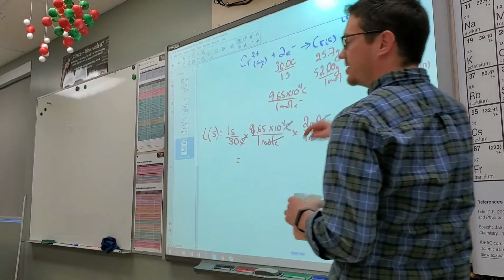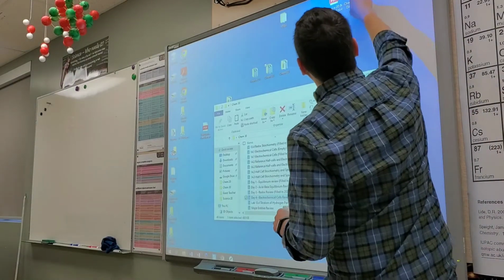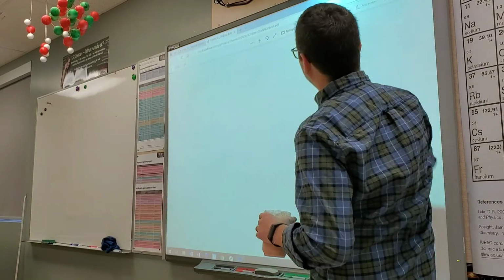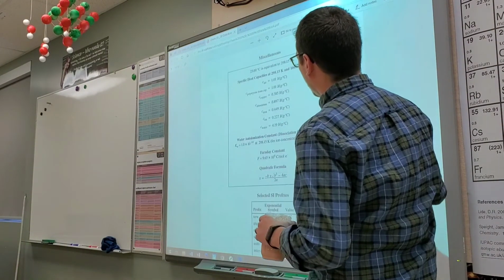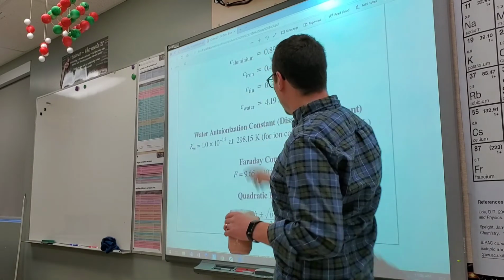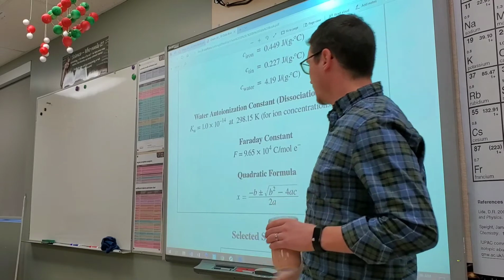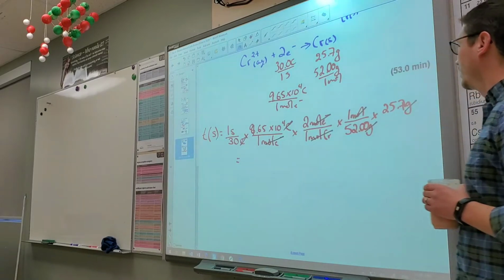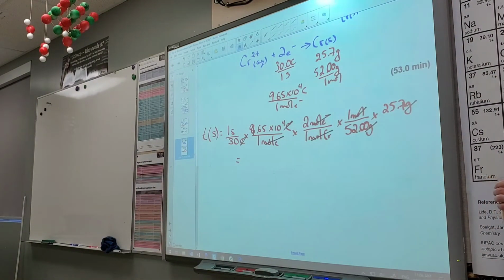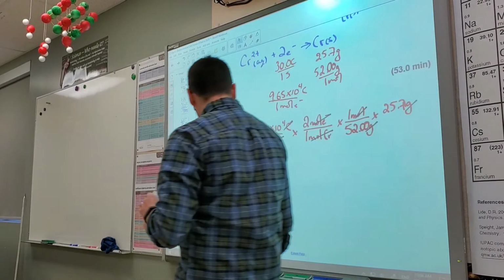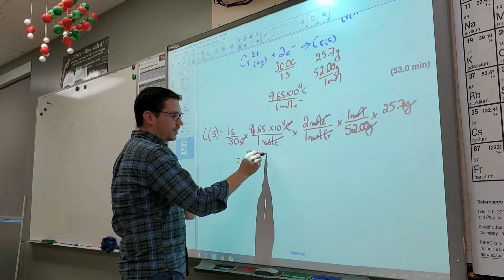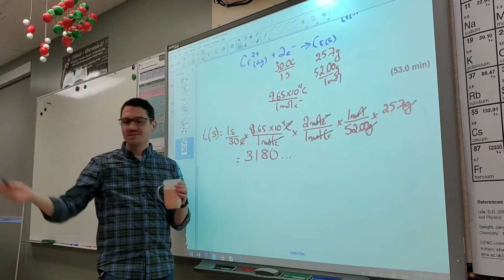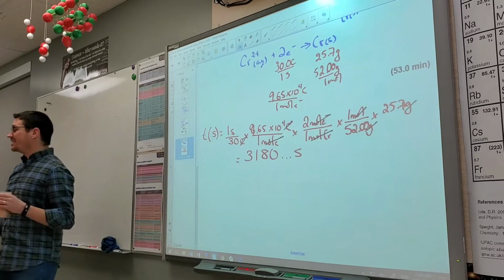It says moles of electrons, yeah. And remember, all of that stuff is in the data booklet. Coulombs divided by moles of electrons. You're going to get about 3,180. Something in seconds. Okay, that's in seconds.